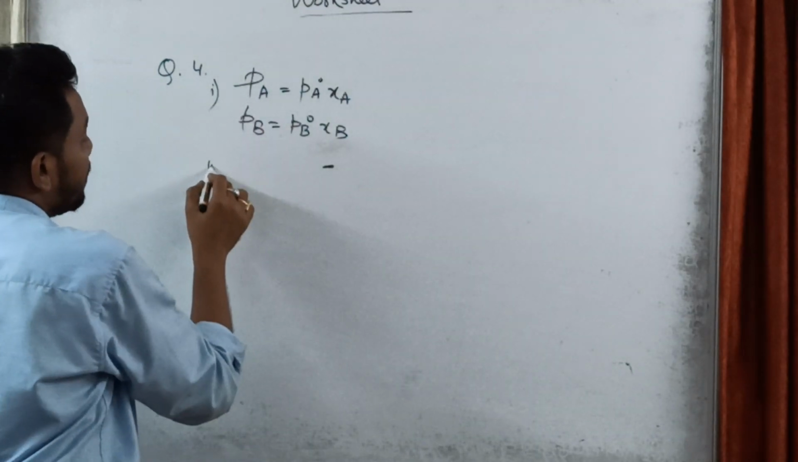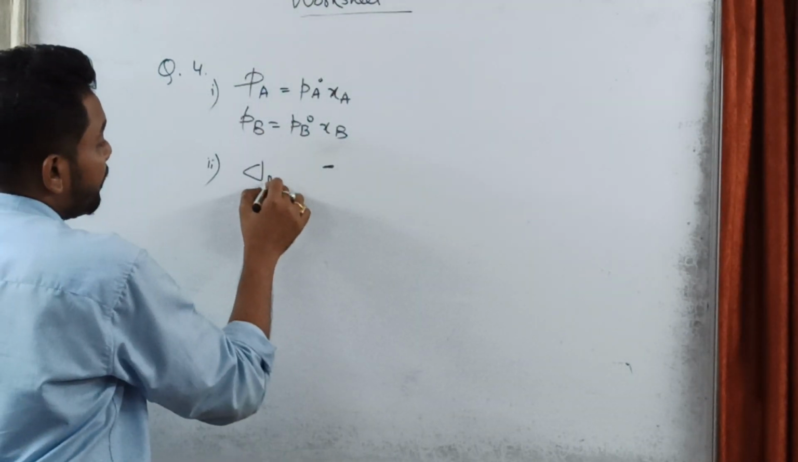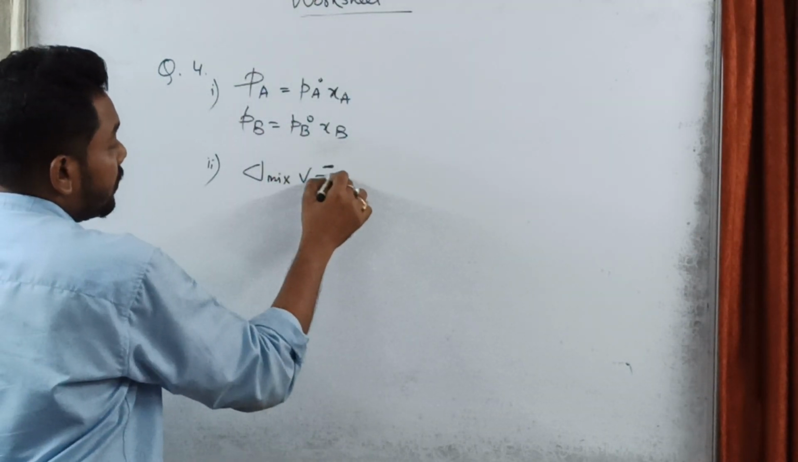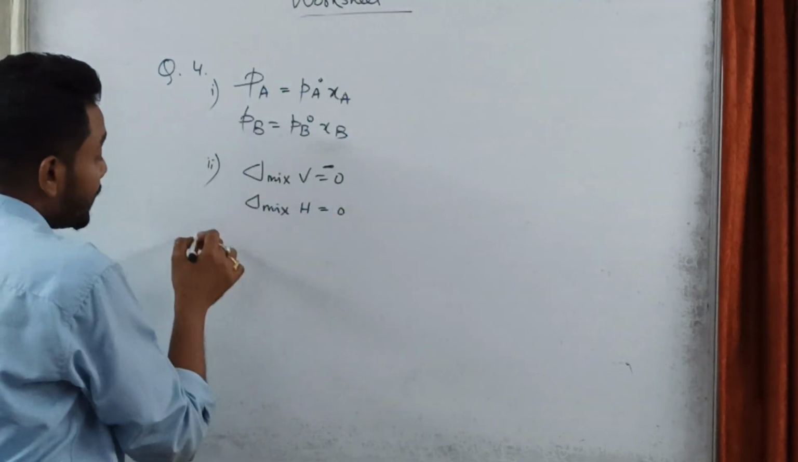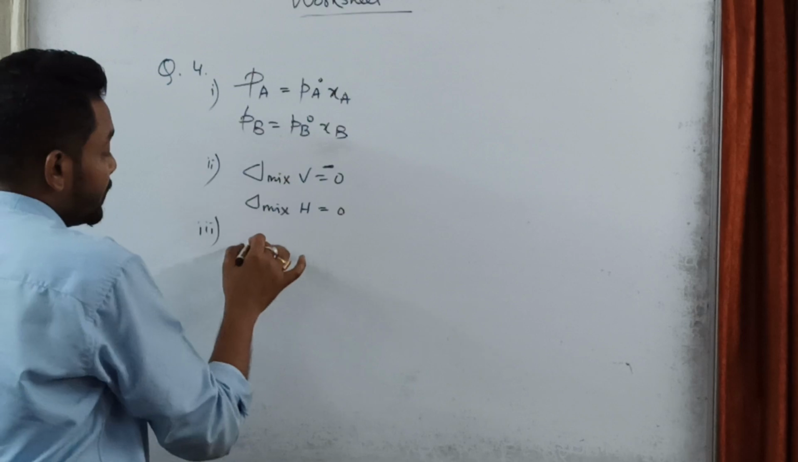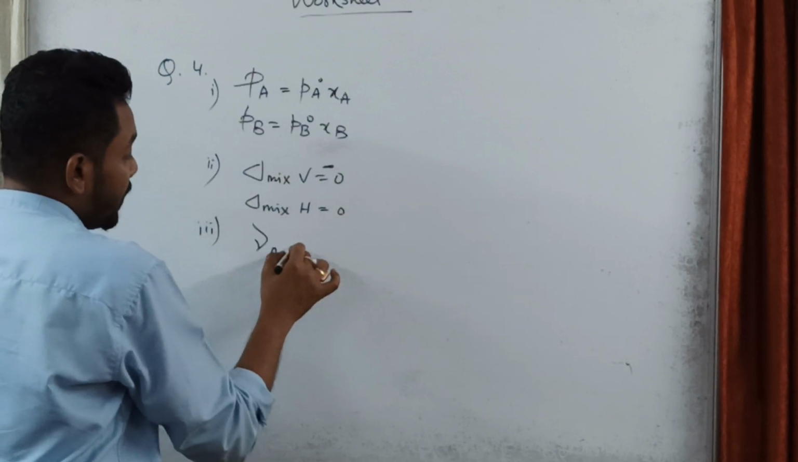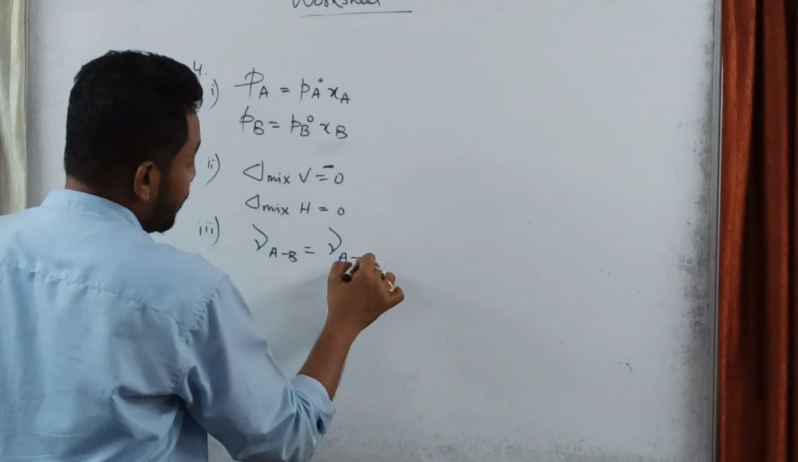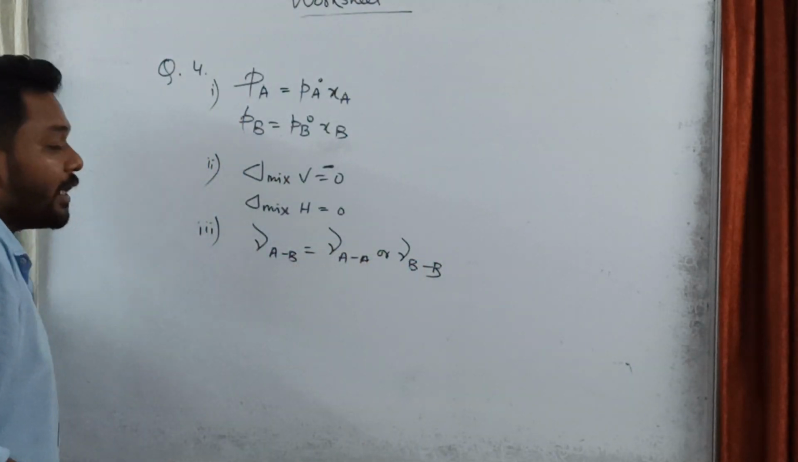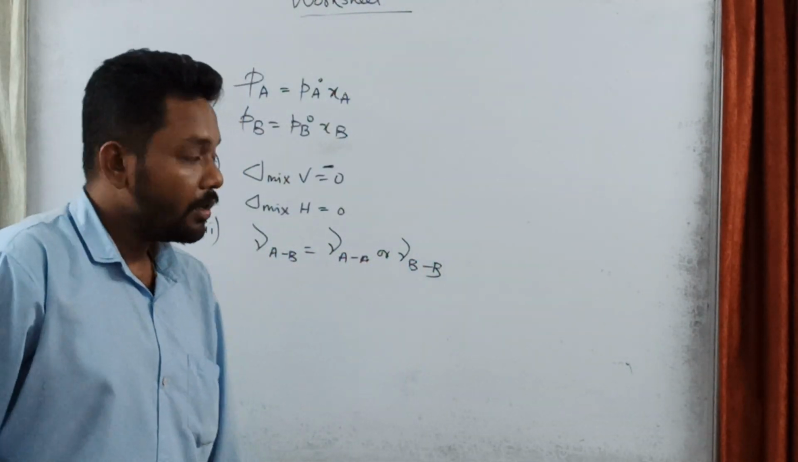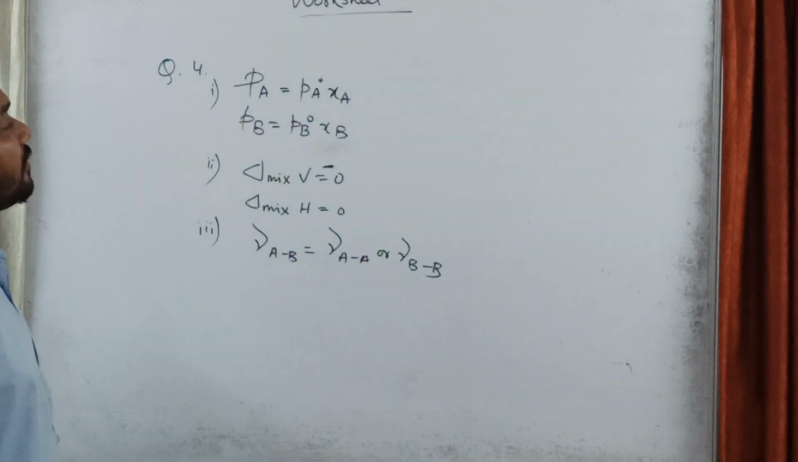Another characteristic of an ideal solution is that delta mix V is equal to 0, and delta mix H is also equal to 0. Not only that, another characteristic you know is that the AB interaction will be equal to the AA interaction or the BB interaction. So these are all the characteristics of the ideal solution.